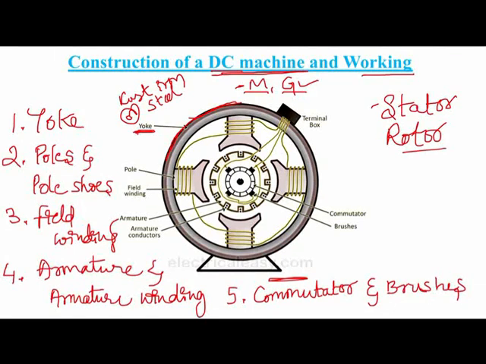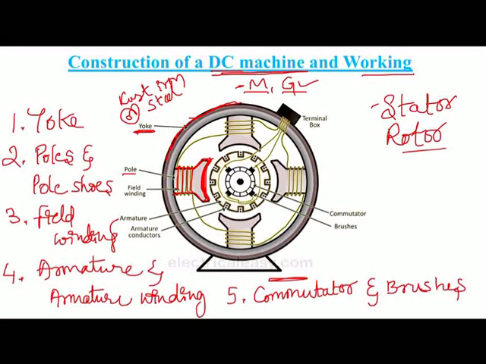Next, coming to the pole and pole shoes. Here you can observe the whole part is called the pole, and this portion of the pole is called the pole shoe. The function of the pole is to create the magnetic field in coordination with the field winding. Whenever we pass a current through this pole, a magnetic field is produced. The current passing through the pole is through the field winding, which is connected here.